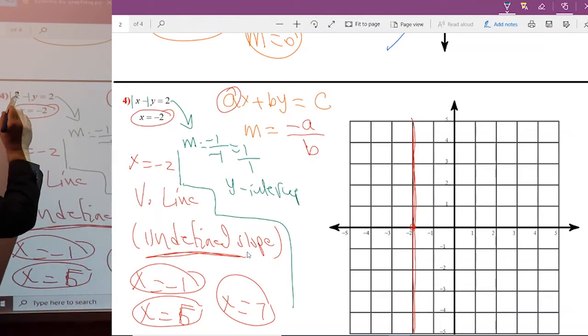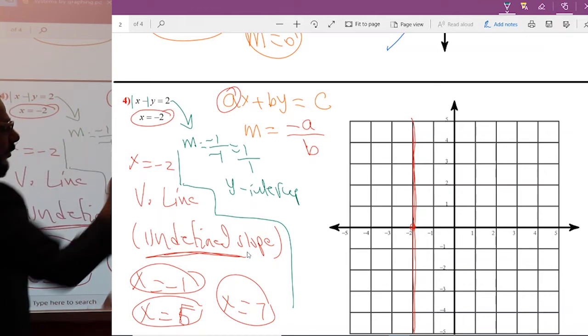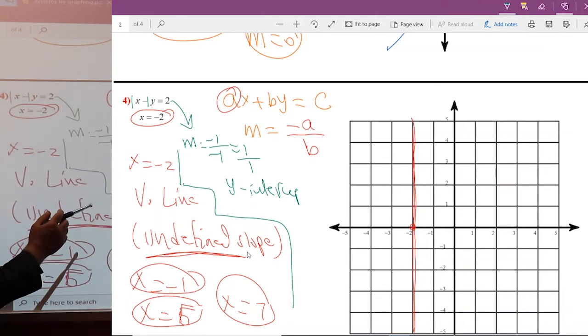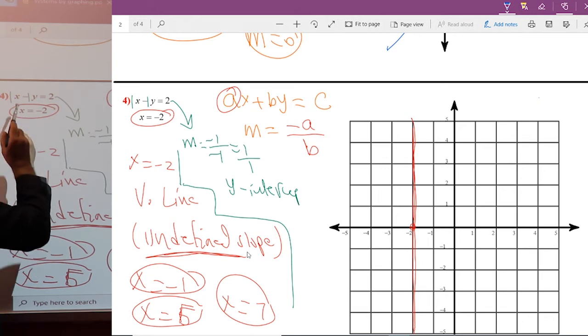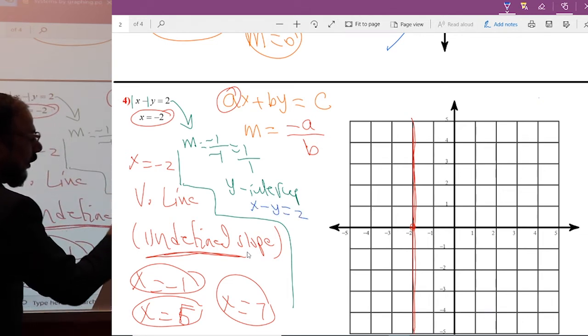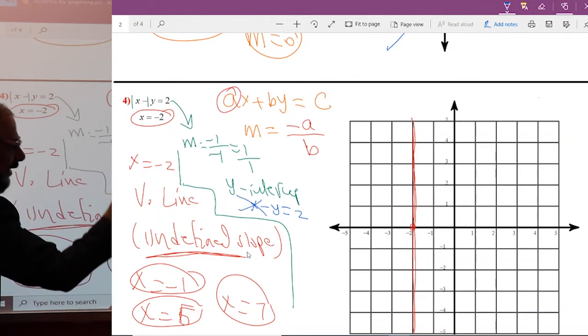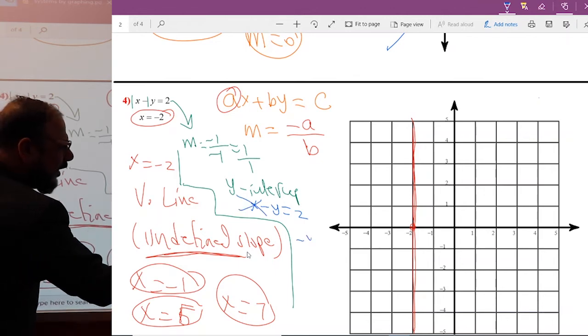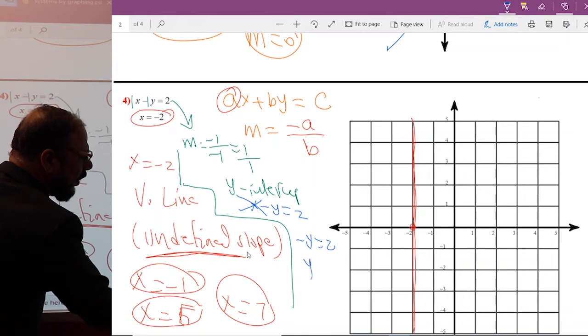Now the y-intercept. We take the y, we eliminate the x. Give me a different color, blue. Okay, I'm going to show you. The equation is x minus y equals negative 2. For the y-intercept, just cancel the x. You don't need it. You have negative y equals 2, then y equals negative 2.